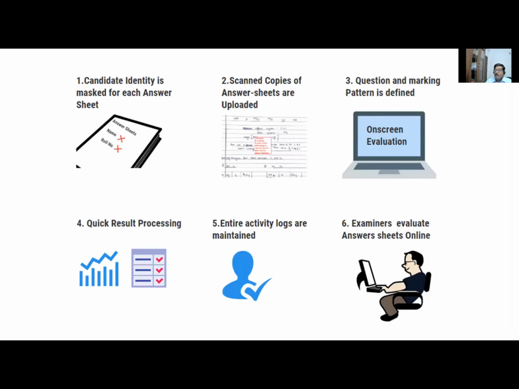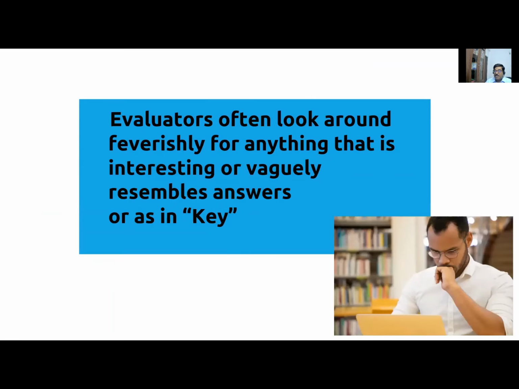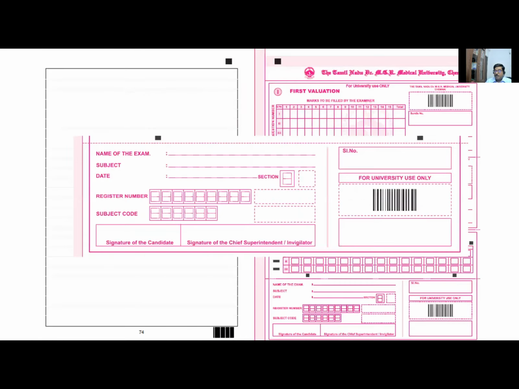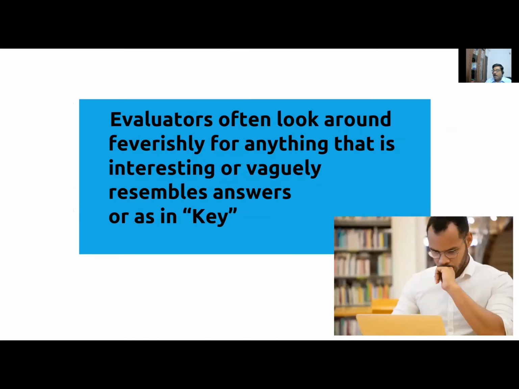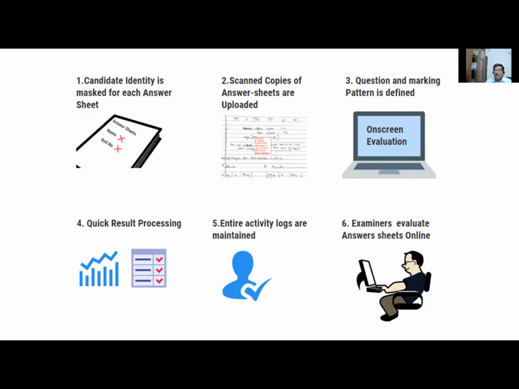In each of the papers, the candidate identity is masked and replaced by barcodes, which you can remember seeing in the paper. The barcodes are there everywhere. So it is important that you write within the margins, which are scannable. Only the margins are scanned and the barcodes are always visible. Don't overwrite on them. The scanned copies of answer sheets are uploaded, and the questions and marking part are defined to the evaluators.